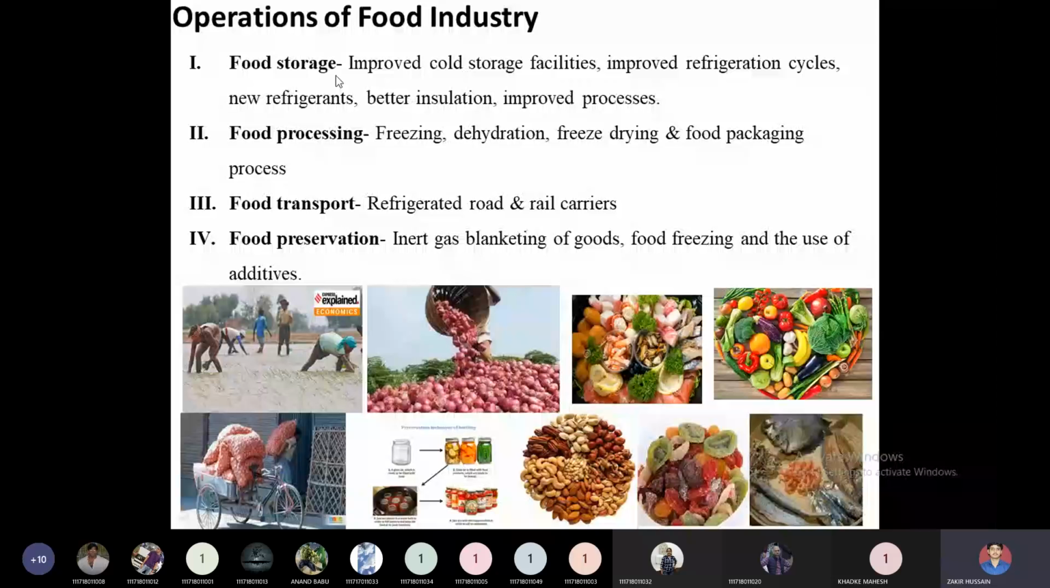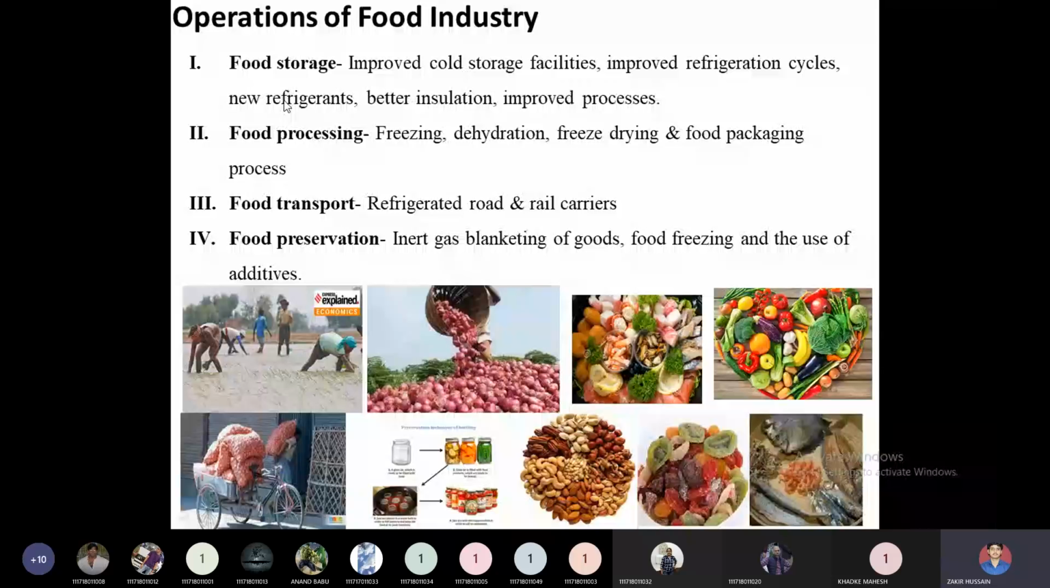So we need improved cold storage facilities, improved refrigeration cycles, and we have to invest in new refrigerants. Ammonia is one type of refrigerant. If we can invent new types of refrigerants, they can offer a low toxic effect on the refrigeration cycle, which would be very advantageous. And better insulation, improved processes. Due to the lack of better insulation in cold storages, we are losing a lot of post harvested materials, around 30 percent.